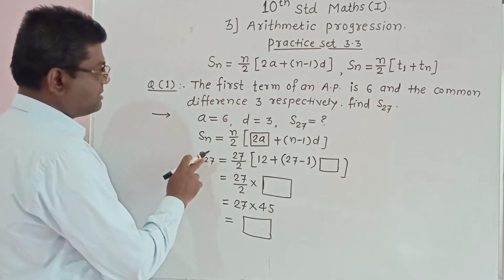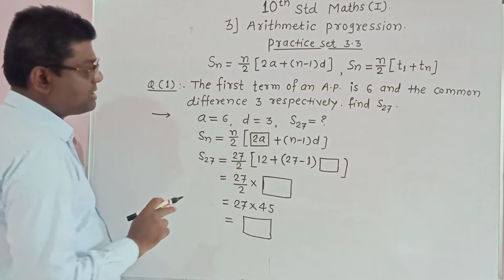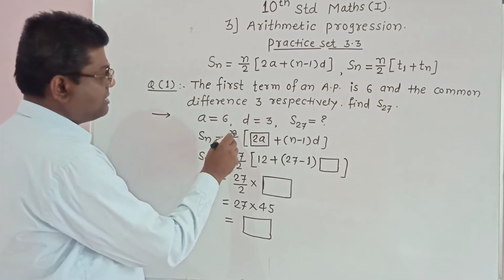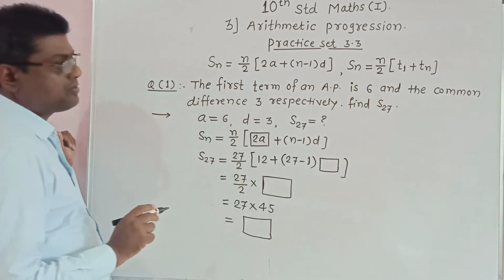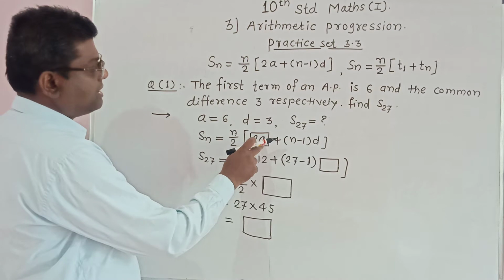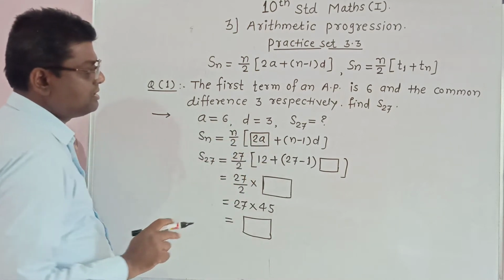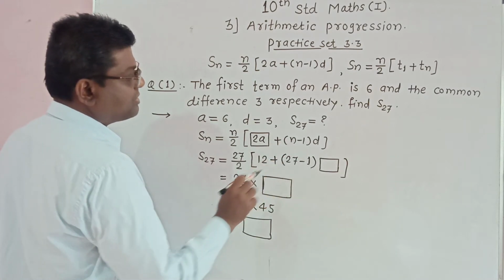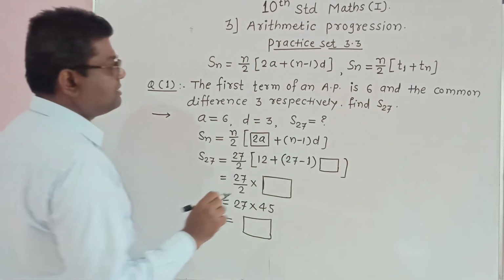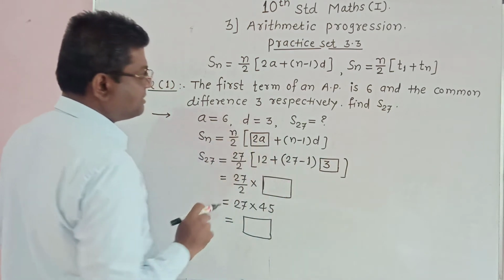Now for S27, n is equal to 27. Therefore S27 is equal to 27 upon 2 in bracket 2 into a, a is 6, therefore 2 into 6 is 12. So 12 plus (n minus 1), n is 27, 27 minus 1, into d, d is 3 here.